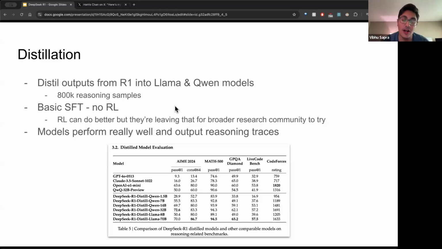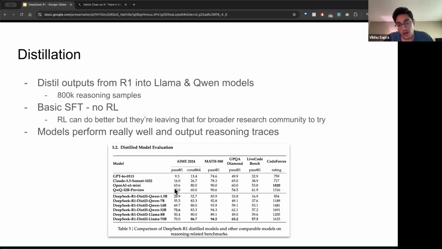They do distillation on just 1 million samples. So they have 800,000 reasoning samples and they distill R1 into Llama and Qwen models. They take the two families, they do distillation. This is not RL. They just do basic SFT distillation on about 800,000 samples. And now the model does very well. And not only does it do well, it outputs all of its thinking steps. It becomes a bit of a reasoning model and the performance jumps a lot.